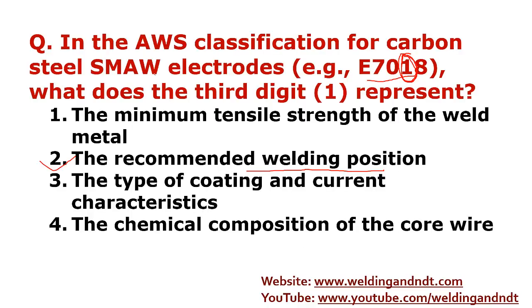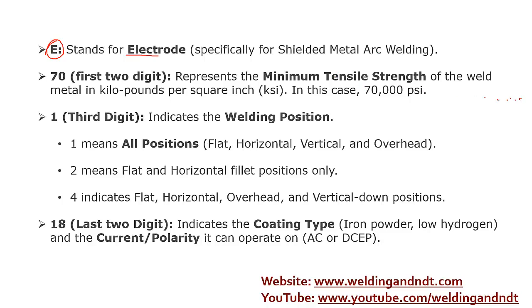The first two digits are 70. The first two digits represent the minimum tensile strength of the weld metal in KSI. If 70 is written, it means the tensile strength is 70 KSI. That can be converted to PSI by multiplying by 1000, so the value is 70,000 PSI. So in E7018, the minimum tensile strength of the weld metal is 70,000 PSI or 70 KSI.